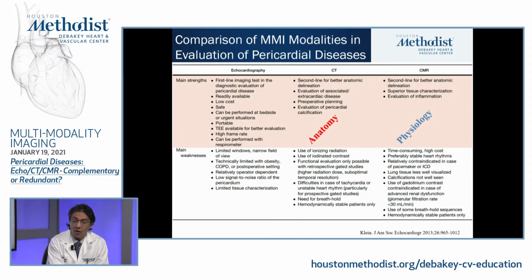Cardiac MRI also sees anatomy very well, but its real strength is also being able to image physiology. So you can actually see hemodynamic changes, and of course its most unique strength is the ability for tissue characterization. So anytime you need tissue characterization, which includes the ability to see inflammation, CMR would be a very good choice.